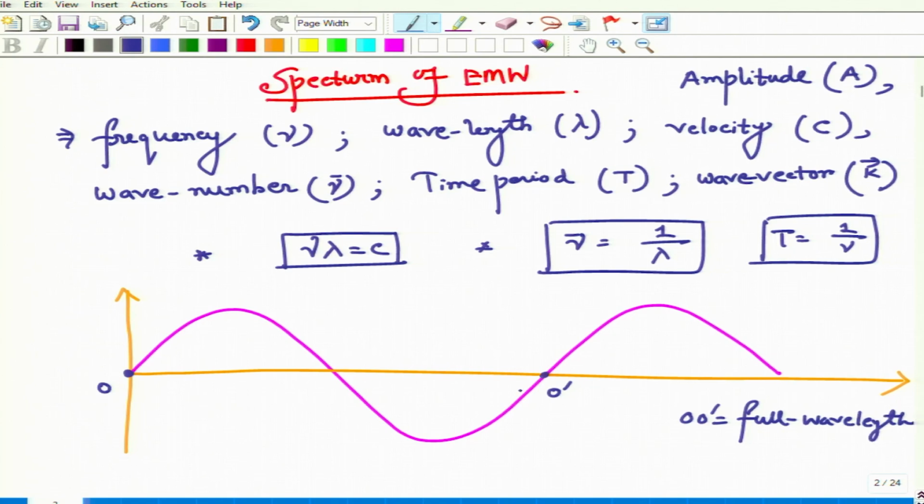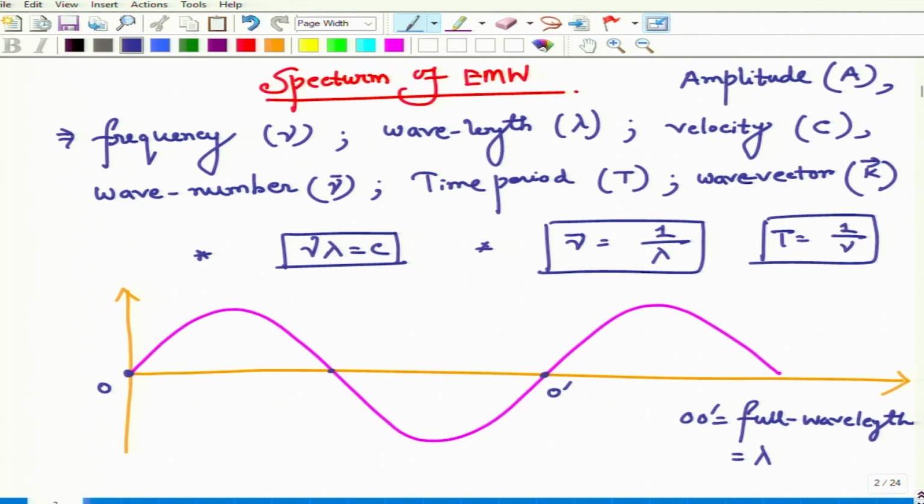After that it will be repeated again, because any wave propagates periodically. After O prime it will make the same periodic propagation. That's why O to O prime is called the full wavelength. Similarly, if we consider this point, let's say X, then OX will be half wavelength. So O O prime is actually lambda, the full wavelength. Now what is the frequency?